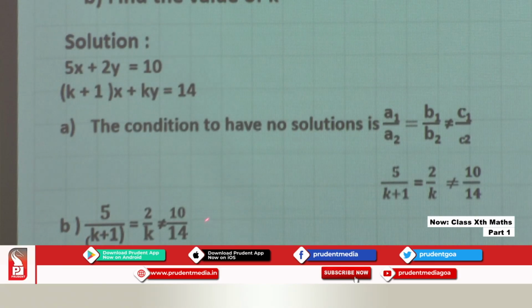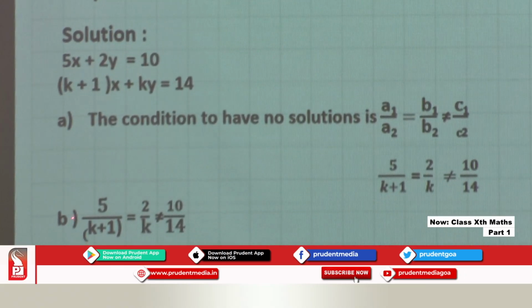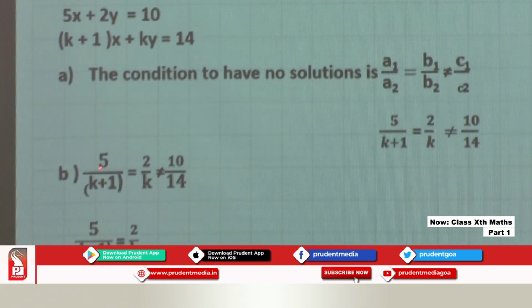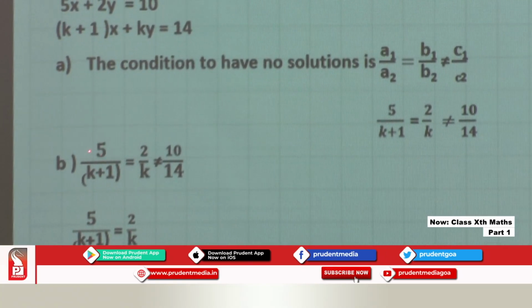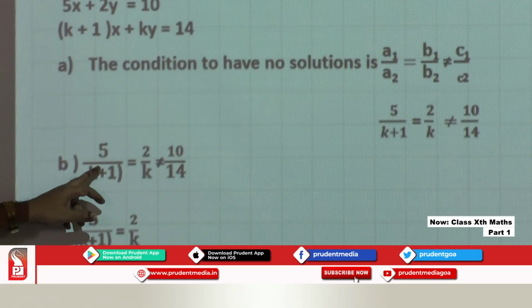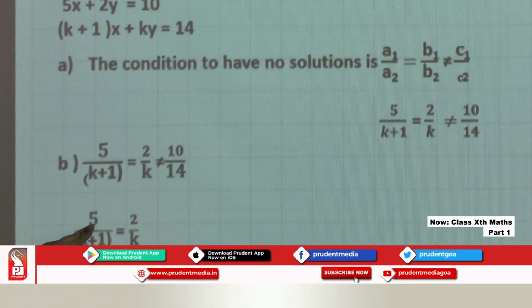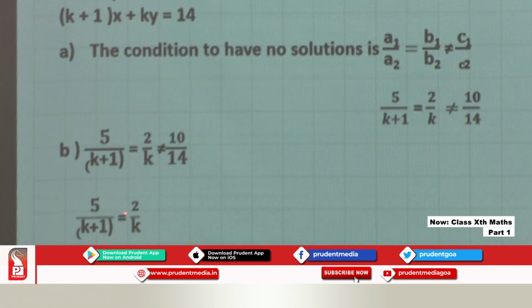Now to find the value of k, b part. Let us repeat this part now. I have written this step again here, b part. And now to find the value of k, it is here and here. So I am taking the first part and second part only. I will take these first and second steps only. And now I am doing cross multiplication here.